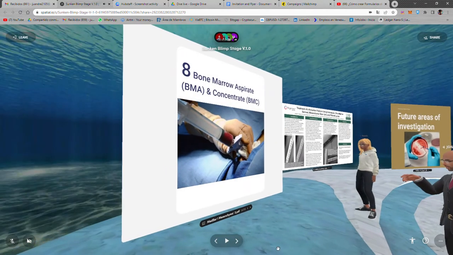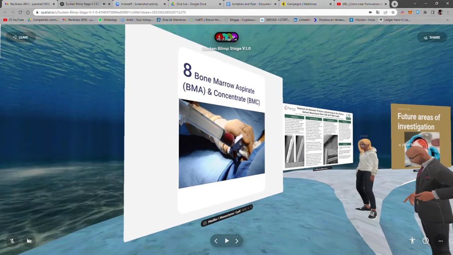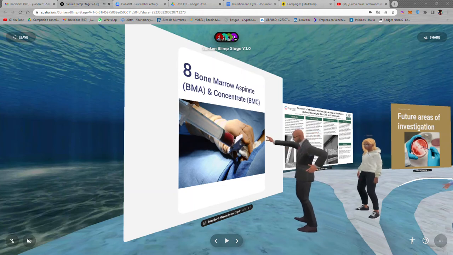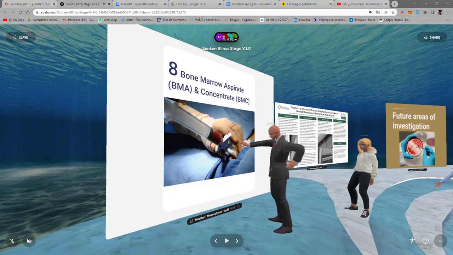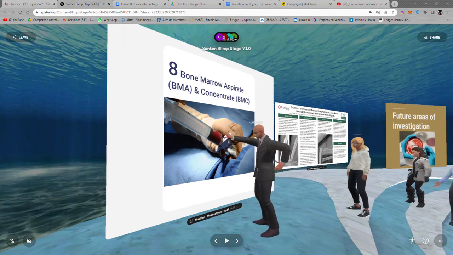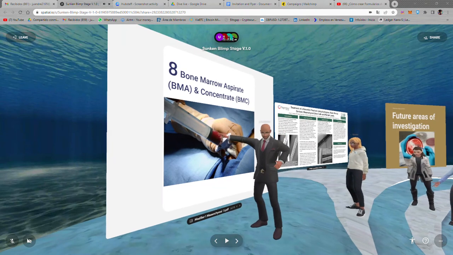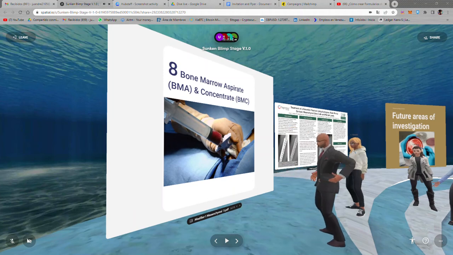Here's a picture of a bone marrow aspiration. Down here you'll see the person. This is called a Jamshidi needle or a trocar. And you'll see that he is aspirating all the bone marrow from there.